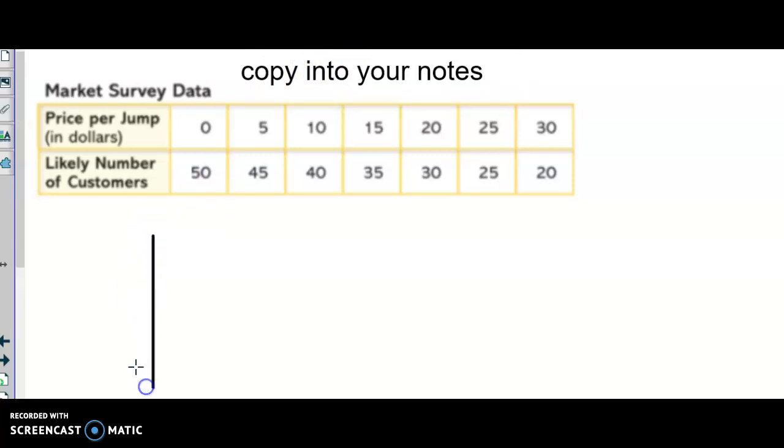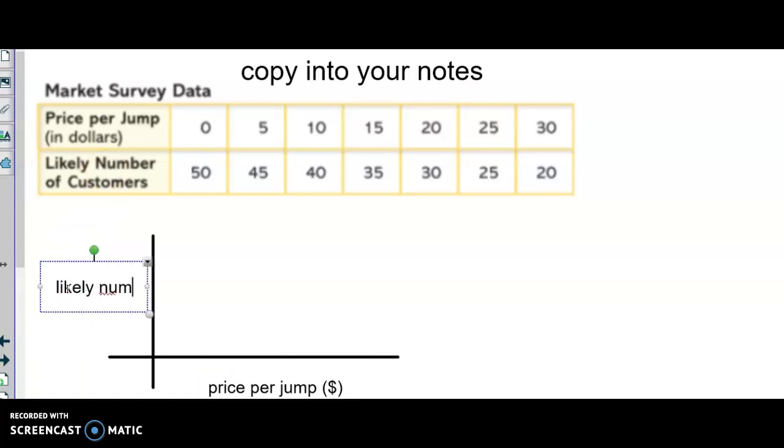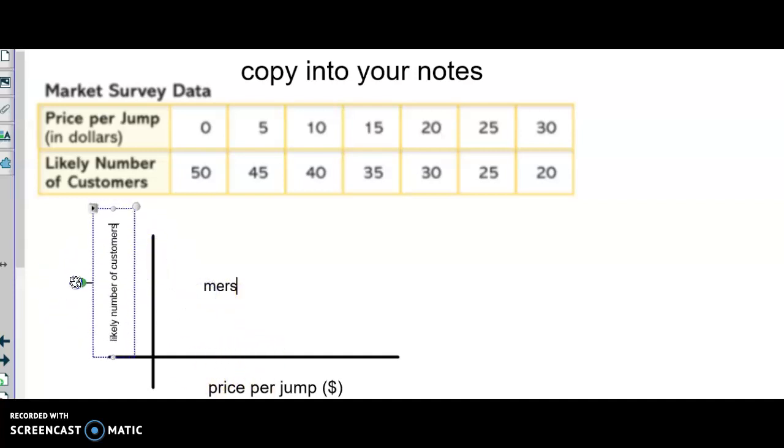So we're going to set up two axes, and I'm going to label each one. My bottom axis, my independent axis, my x-axis, I'm going to call the price per jump, and I'm going to say that's in dollars. And my vertical axis, I'm going to call likely number of customers, like that. And here we go, and it's like this, boom.